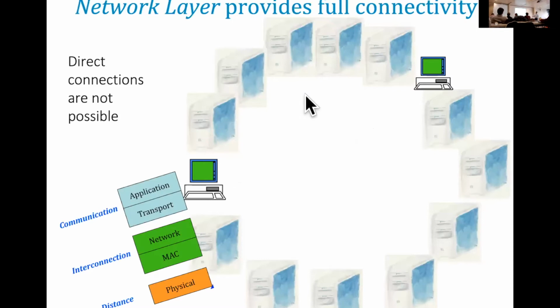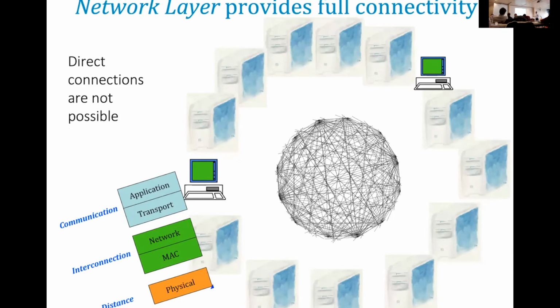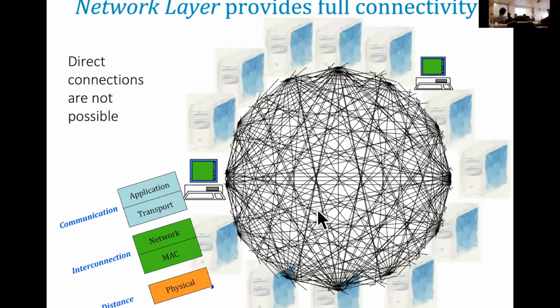Well, let's move on. The next layer is the network layer. The job of the network layer is to provide full connectivity between any two endpoints all around the world. The ridiculous way to do this is direct connections, but simply it is not doable. Even on a very, very small scale network, it's not doable.